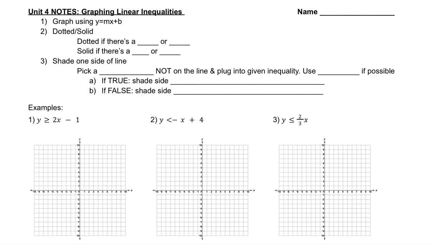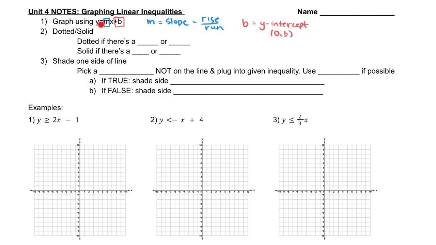In this video, we're going to talk about graphing linear inequalities. So these are inequalities that have two variables, an x and a y, and we're going to graph using slope-intercept form, y equals mx plus b. So a quick reminder that m is our slope, the coefficient of x, and what is added or subtracted, our constant, is our y-intercept.